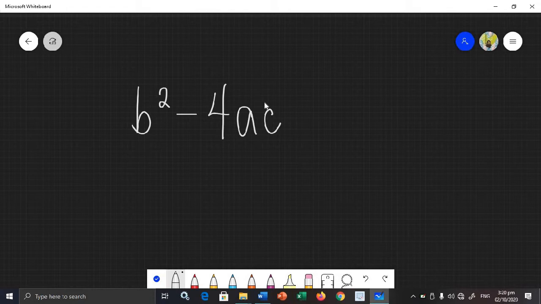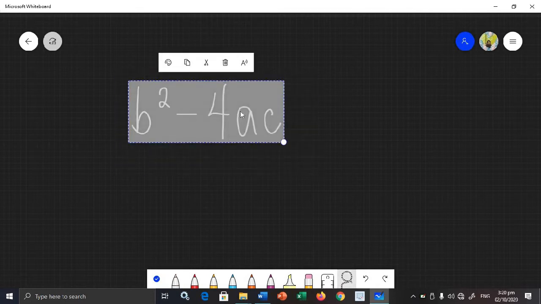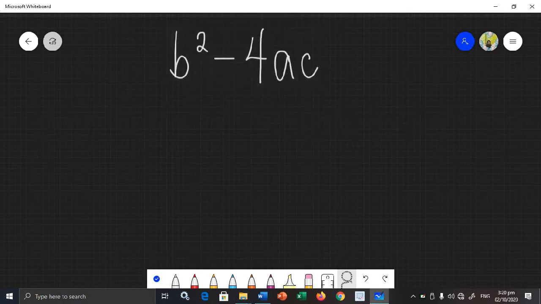Doon lang siya kinuha. Regarding the derivation, I don't know how they derived this, but I am perfectly sure that it came from the quadratic formula. Okay? Now, in your module, I already listed the conditions regarding the nature of quadratic roots or types of solutions in quadratic equations.